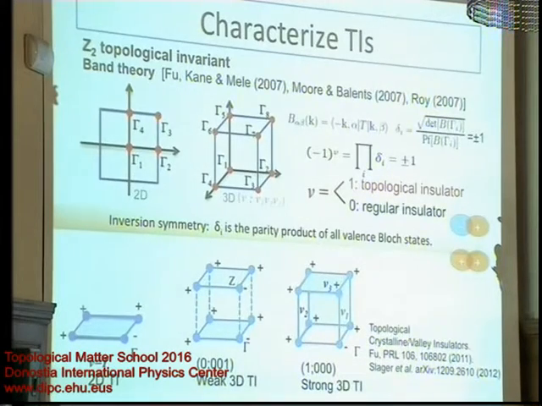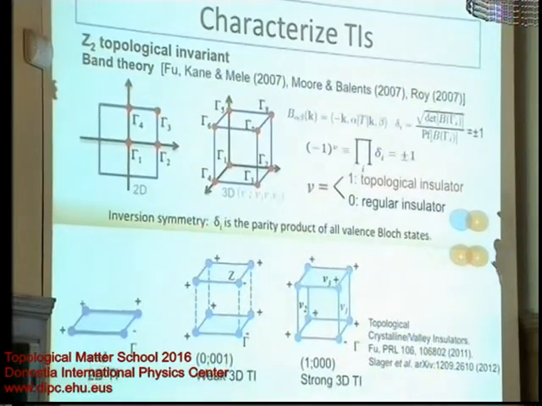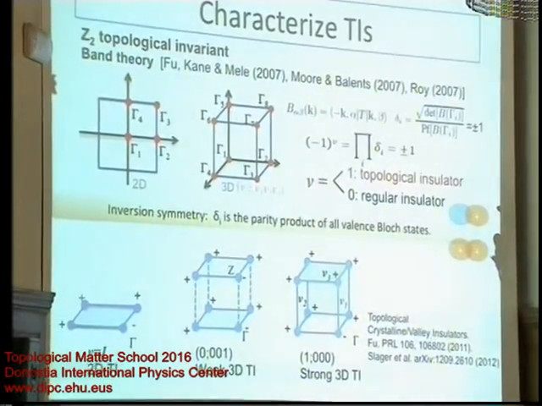And well, not a real TI. People believe it's weak just because there are 2 states here. They may scatter each other and cancel each other, and they might be weak. But later, people realize weak TI is actually not that weak, and simple scattering cannot kill them.